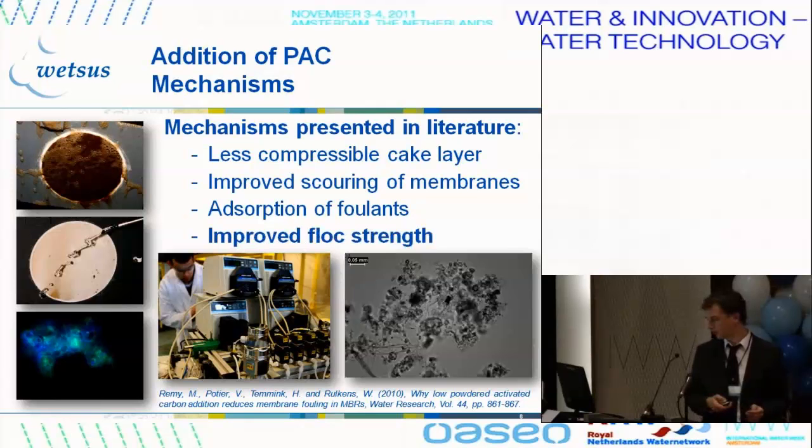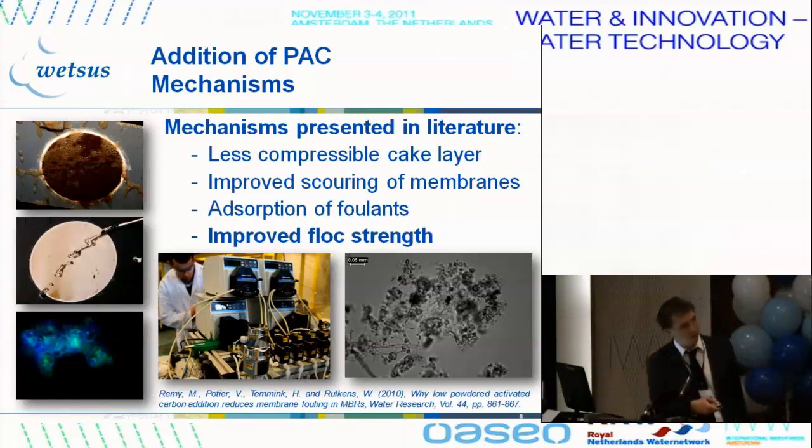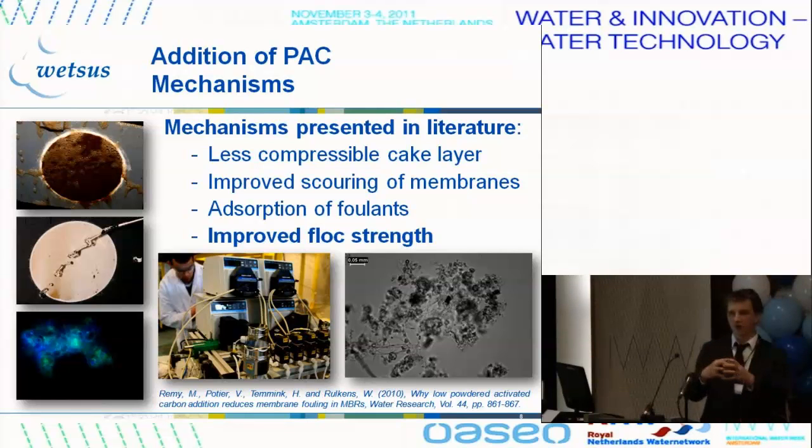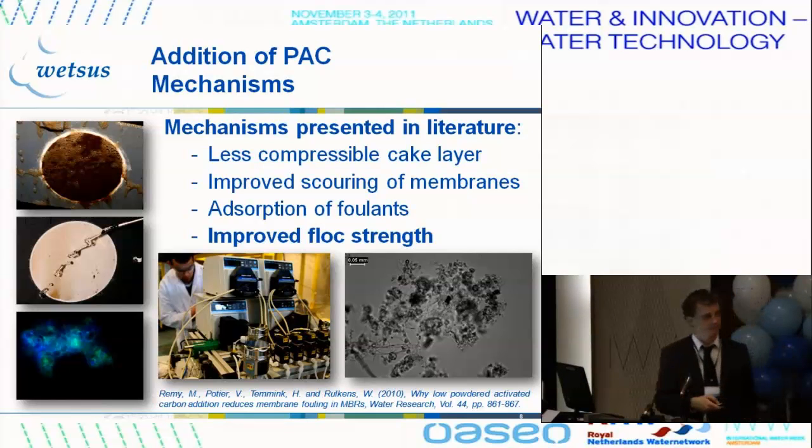And here is, for example, a picture. Here is the PAC particle, and you can see the floc coming towards here. We had flagellates in the reactor without PAC. The flagellates are on the outside of the floc. When you add some PAC, you see them going towards the inside. So yeah, the mechanism was improved floc strength. That's good. That's why we started to use it in the first place.